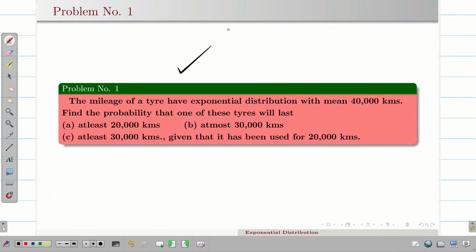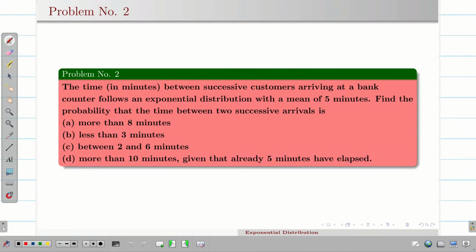And in today's session, we are going to solve one more problem on exponential distribution. And finally, we are going to compare all the 4 distributions which we studied in this unit, that is binomial, Poisson, normal distribution and exponential distribution, in a nutshell. Now let us go into the problem.